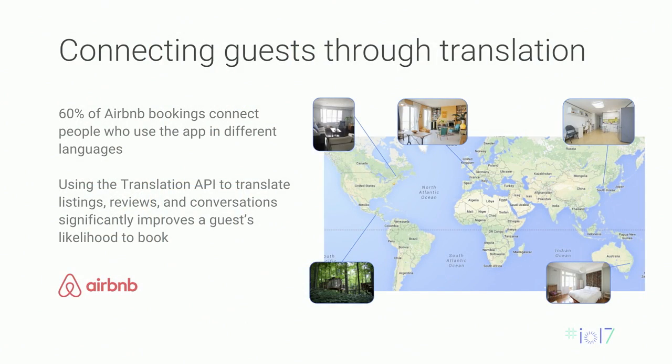And one company that's doing that is Airbnb. What you might not know about Airbnb is that 60% of their bookings are between people that use the application in different languages. They're using the translation API not only to translate the listings, but also to translate the reviews and conversations. And they found that using the translation API has significantly improved a guest's likelihood to book.